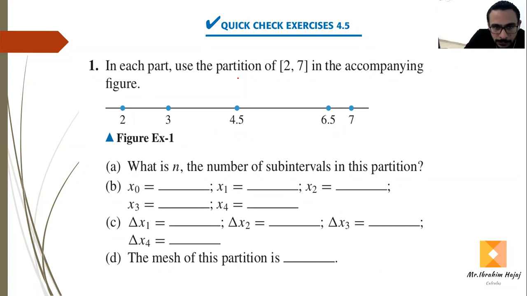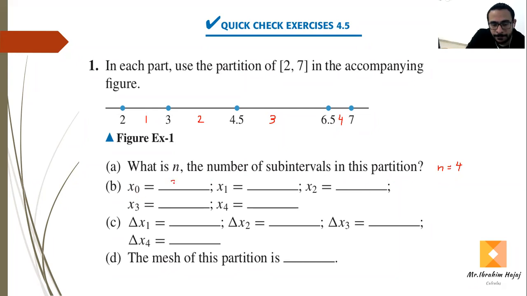Number 1. In each part, use a portion of 2 to 7. This line you see in the accompanying figure. Letter A, what is n? Here n is the number of subintervals. How many subintervals between 2 and 7? 4 subintervals. So n equals 4.